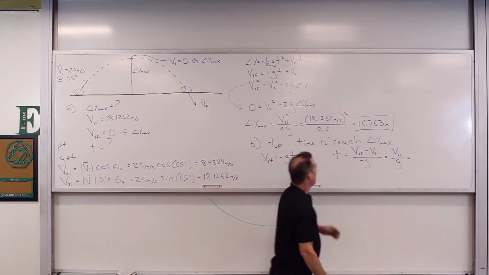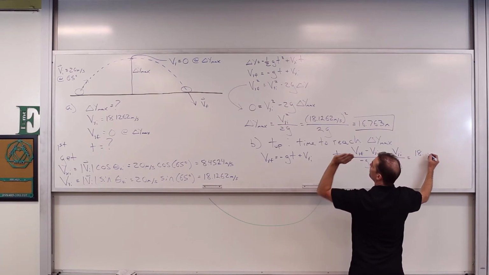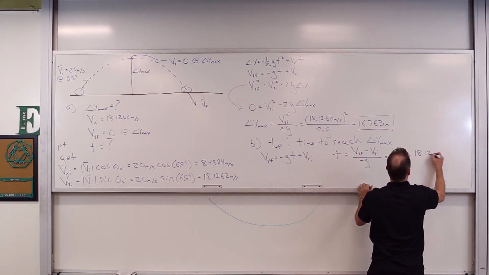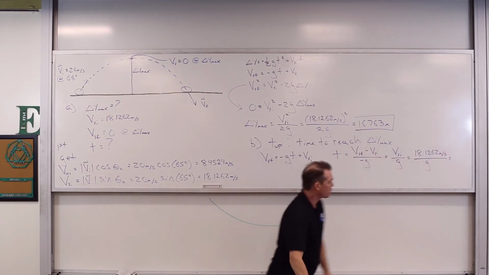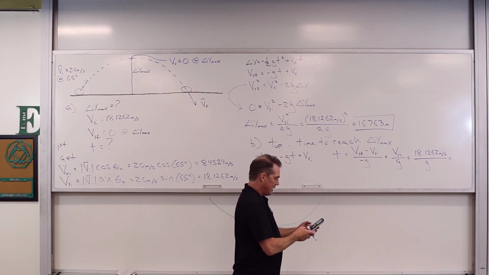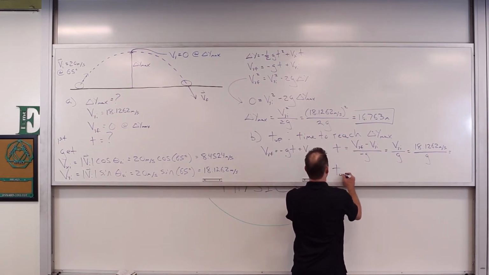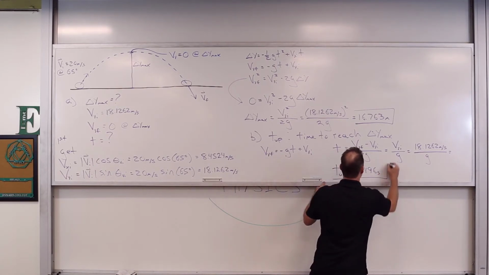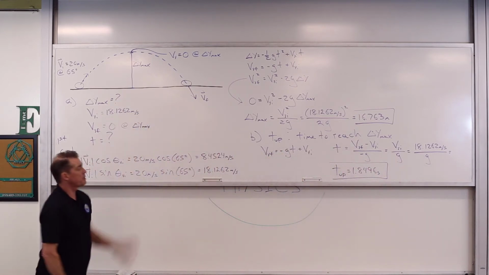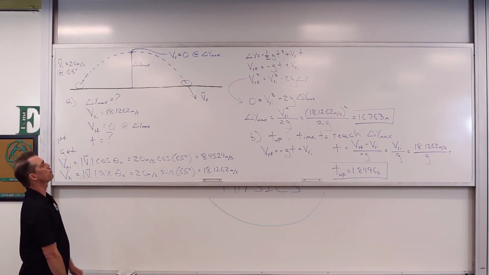What is that? Well, that is going to be equal to 18.1262 meters per second divided by G, which is the 9.8 meters per second squared, leaving us with some seconds. 18.1262 divided by 9.8 gives us 1.8496. T up is equal to 1.8496 seconds. So that's how long it's going to take to reach its maximum height, based upon, again, its initial velocity being 20 meters per second at an angle of 65 degrees with respect to the horizontal.